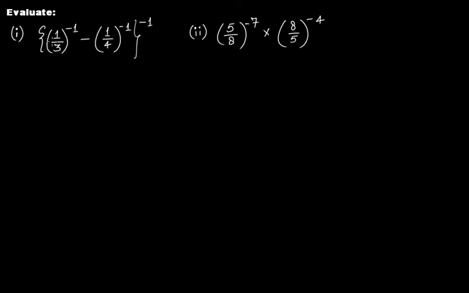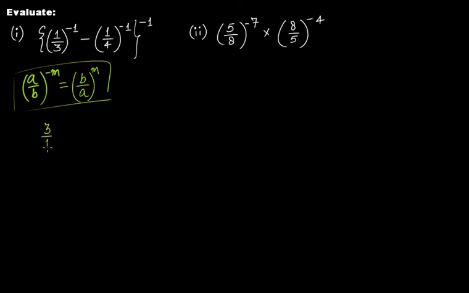So we know that if our number is written in the form a by b raised to the power of minus m, then this can be written as b by a raised to the power of m, right? So in this case, if you apply this here, this becomes 3 by 1 raised to the power of 1, then minus 4 by 1 raised to the power of 1, and this whole is again raised to the power of minus 1.